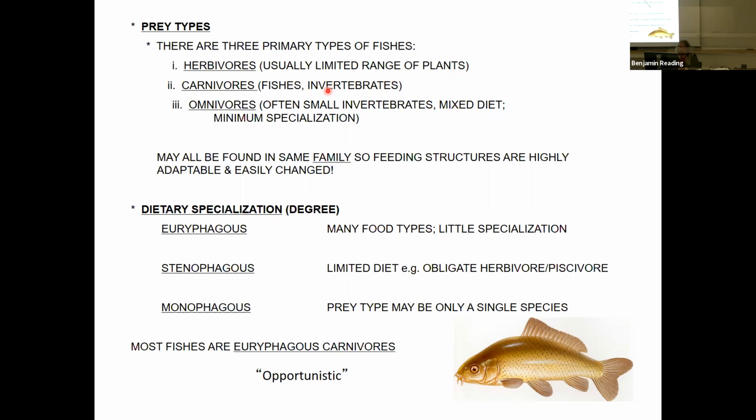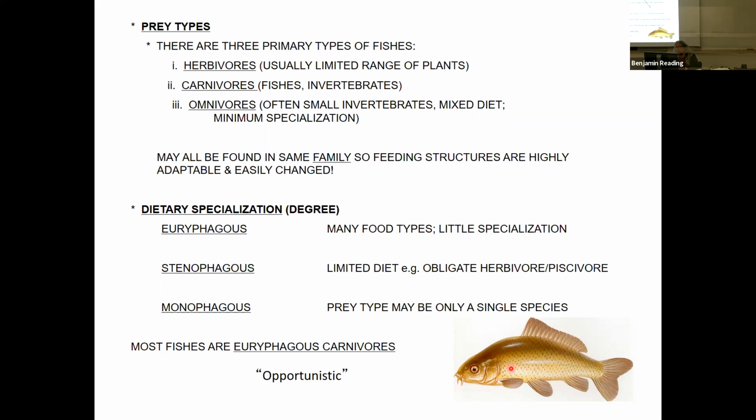And then there are omnivores. Often small invertebrates, mixed diet, minimum specialization. They eat pretty much anything. I sort of show here the picture of a common carp, because the common carp is pretty much going to eat anything.